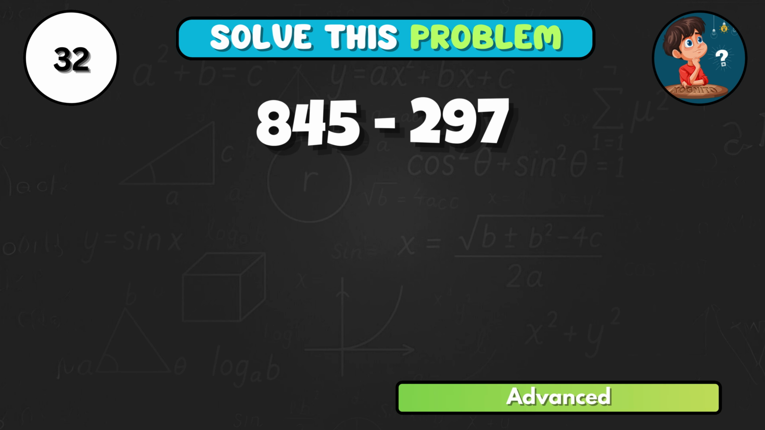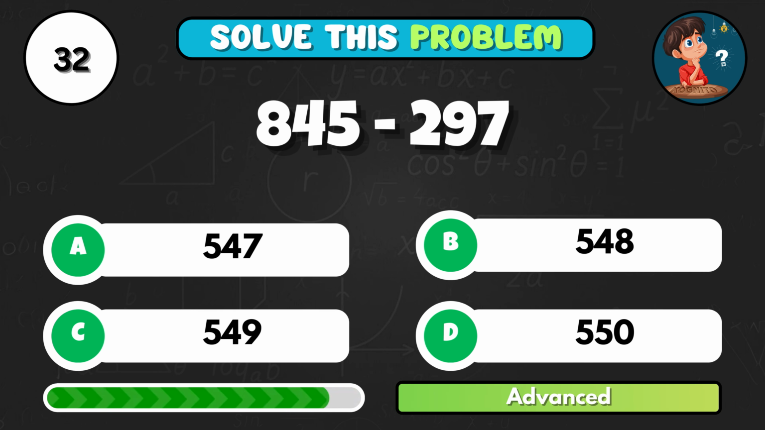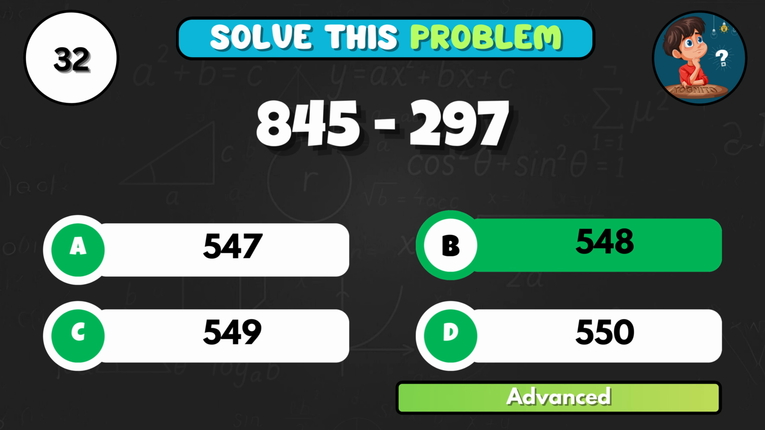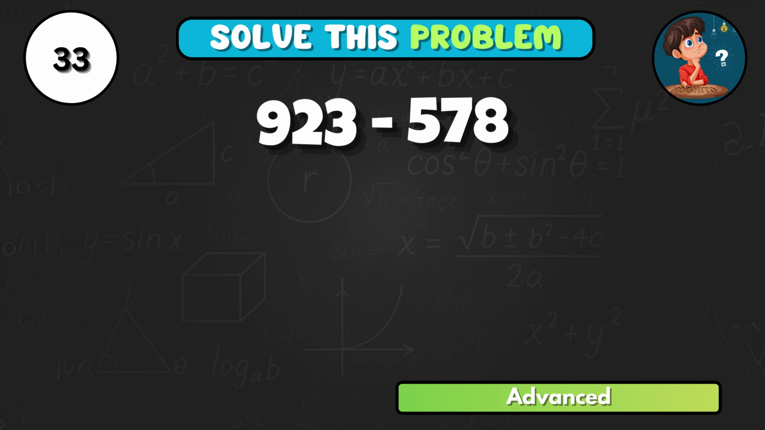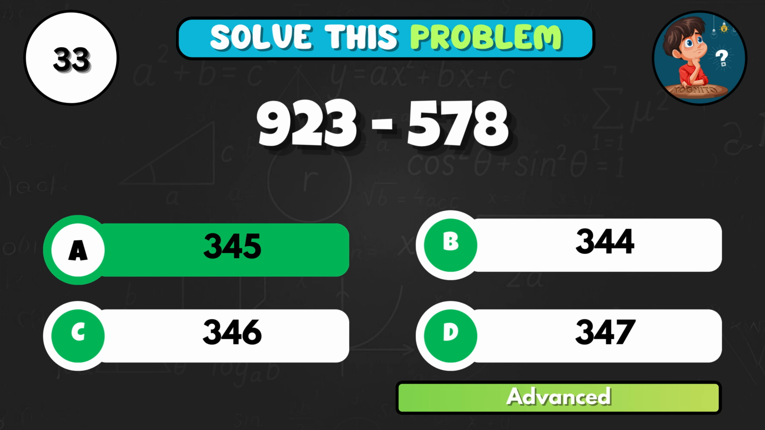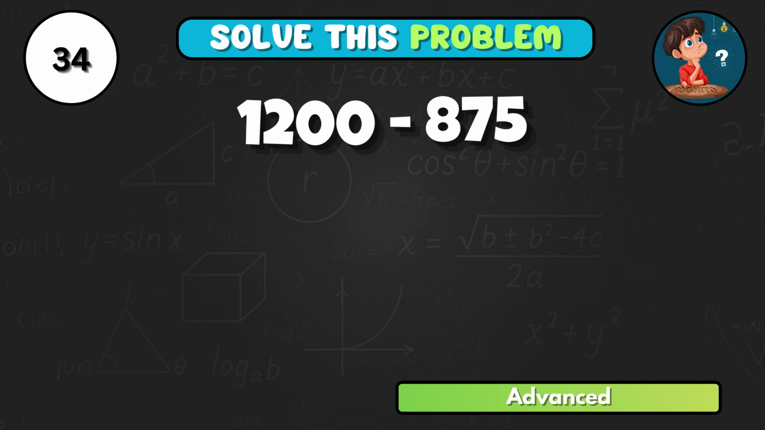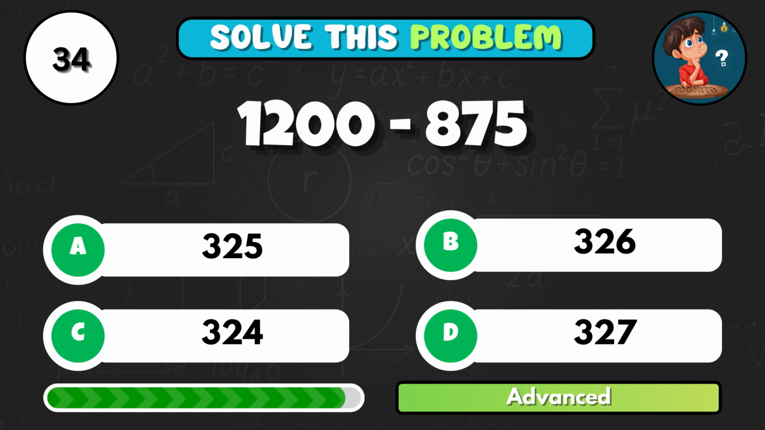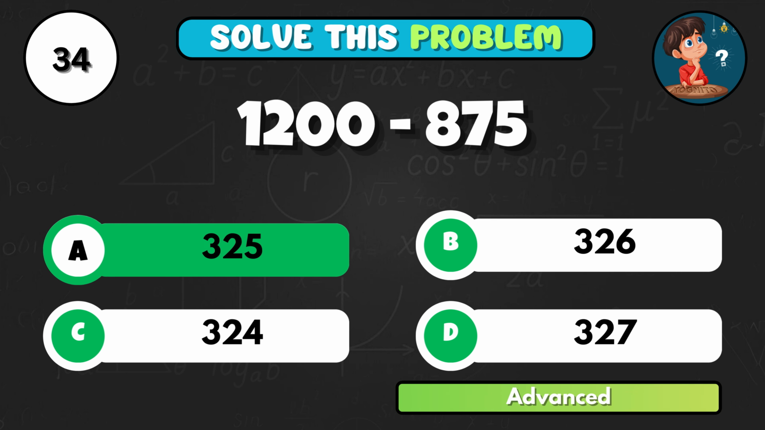Subtract 297 from 845. Option B is right. You're left with 548. What is 923 minus 578? Option A is correct. That equals 345. Subtract 875 from 1,200. Answer is A. You get 325.